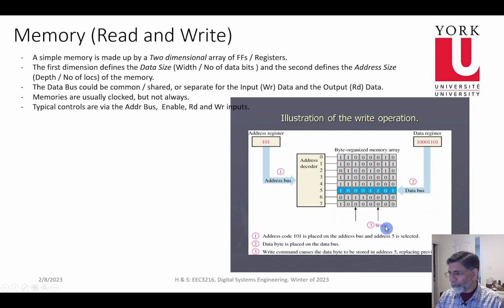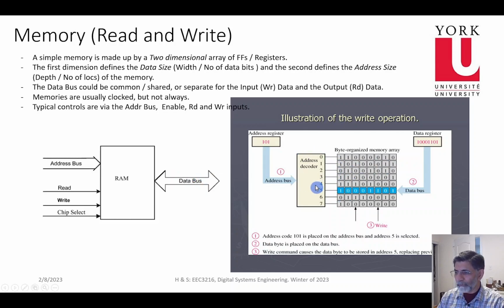If it wasn't a write operation and instead was a read operation, or write was low, sometimes the same bit is used for read and write. When it is high, it could be write. When it is low, it could be read. If this were a read, then we would just read this value and put it on the bus or into whatever other register the address bus was pointing to. So this is how simple memory is organized.